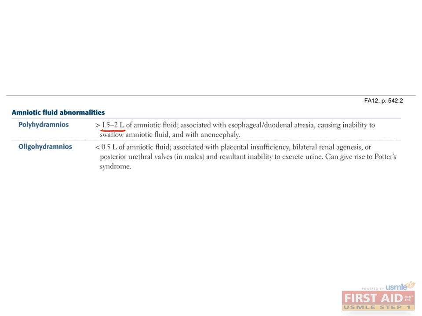On the other hand, less than half a liter of amniotic fluid is referred to as oligohydramnios. This can be caused in conditions where the fetus is not excreting urine properly. Examples include bilateral renal agenesis and posterior urethral valves in males. Of note, oligohydramnios can lead to pulmonary hypoplasia or Potter's syndrome.